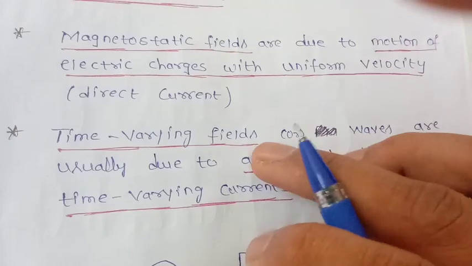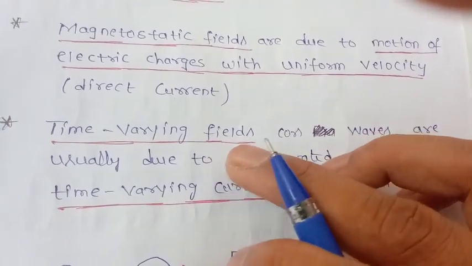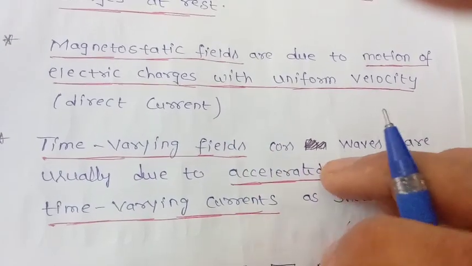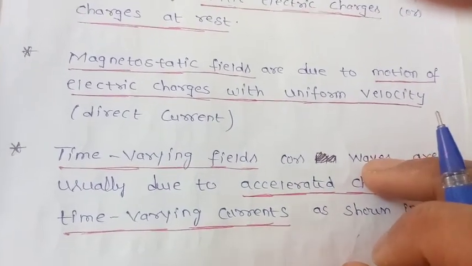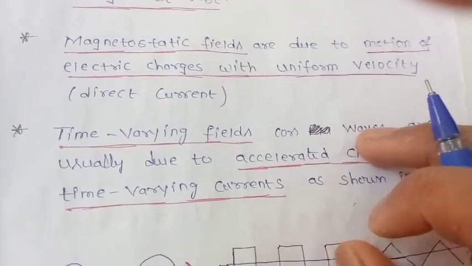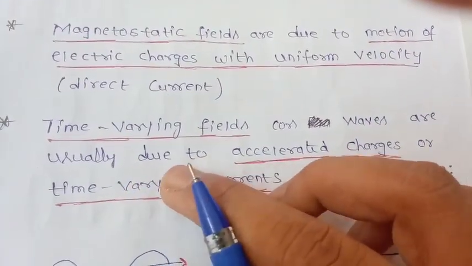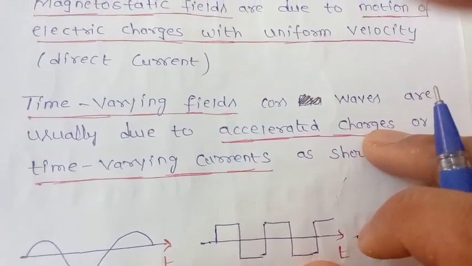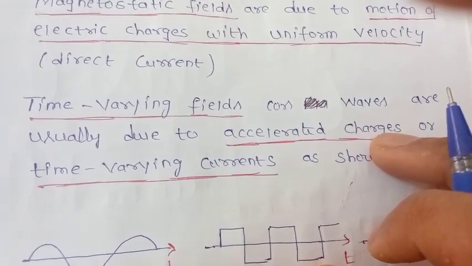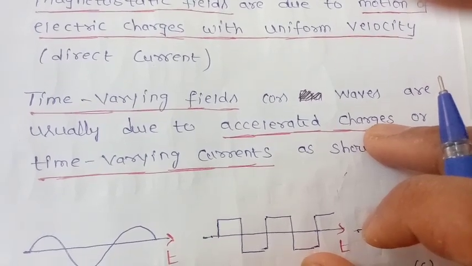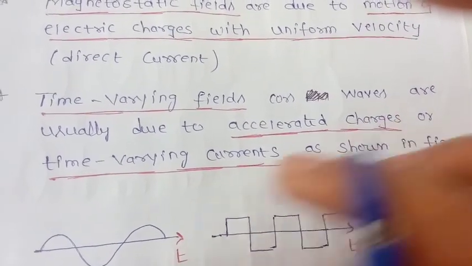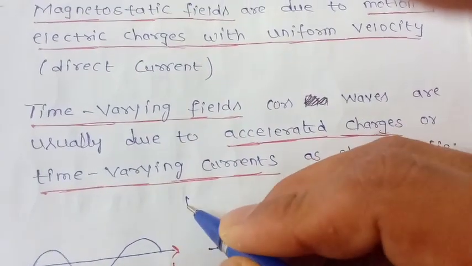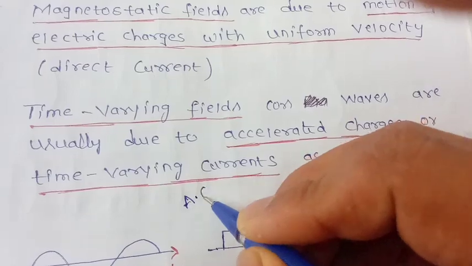Now coming back to this unit, time varying fields, or you can also call them waves. Why I am going to call this waves, we will see in the fourth unit. These time varying fields are usually due to accelerated charges. What is the meaning of accelerated charges? It means the charges are moving with non-uniform velocities, or you can also say it is not a DC current, it is a time varying current. That means it is an AC current.